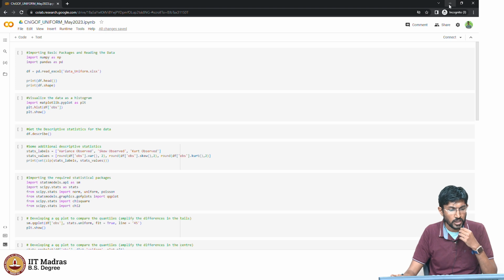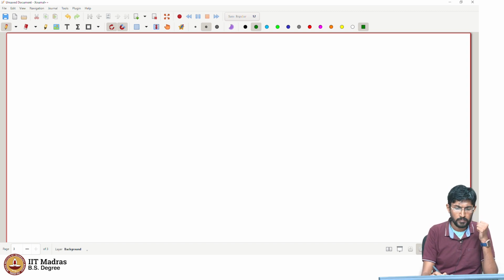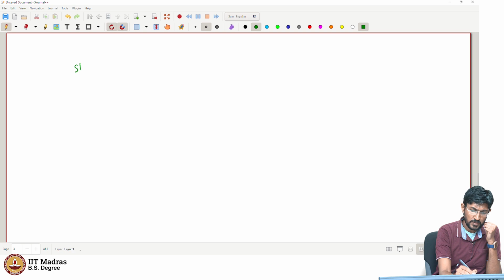Back to this discussion on performing a chi-squared goodness of fit test, we are going to be demonstrating this technique in a tool, which is going to be Python. When you are going to perform a chi-squared goodness of fit test, we first need to know the steps that you are going to follow. So in general, we are going to have these steps.